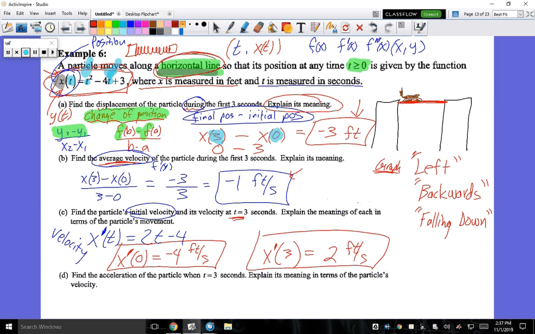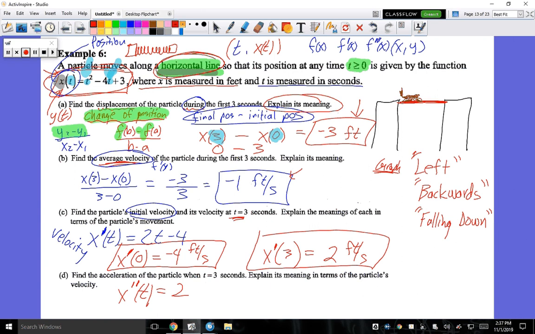Okay. Now find the acceleration of the particle when t is 3 seconds. What do I do? You just get the second derivative of x of t. Perfect. x double prime of t, anyone? 2. Wait, on the last one, would you say at 0 seconds it's moving left? You could say at 0 seconds it's moving left at 4 feet per second. You could say it's moving backwards at 4 feet per second. You know what I mean?